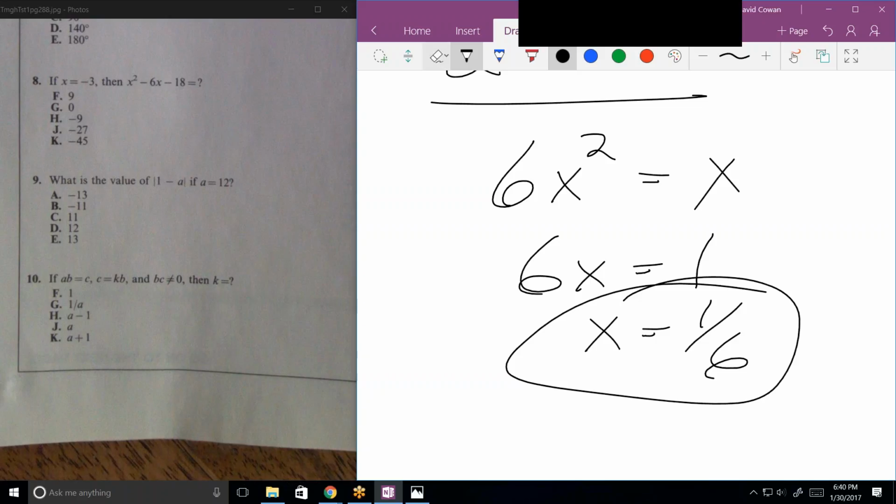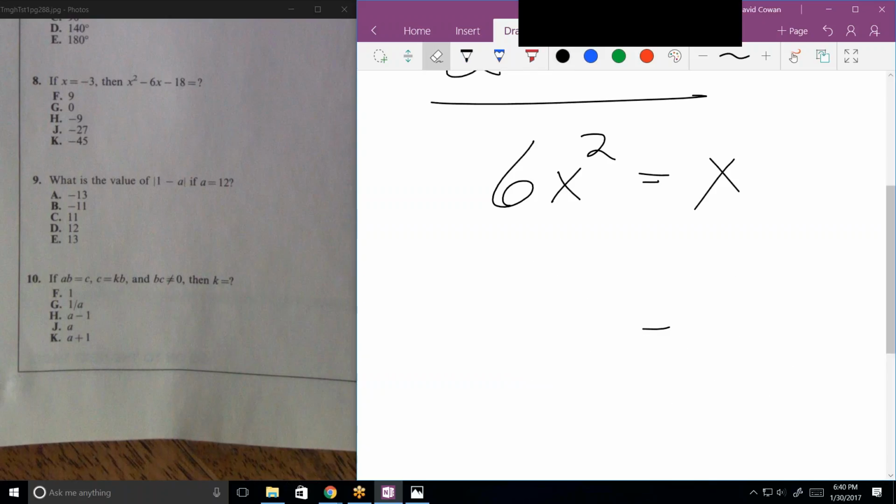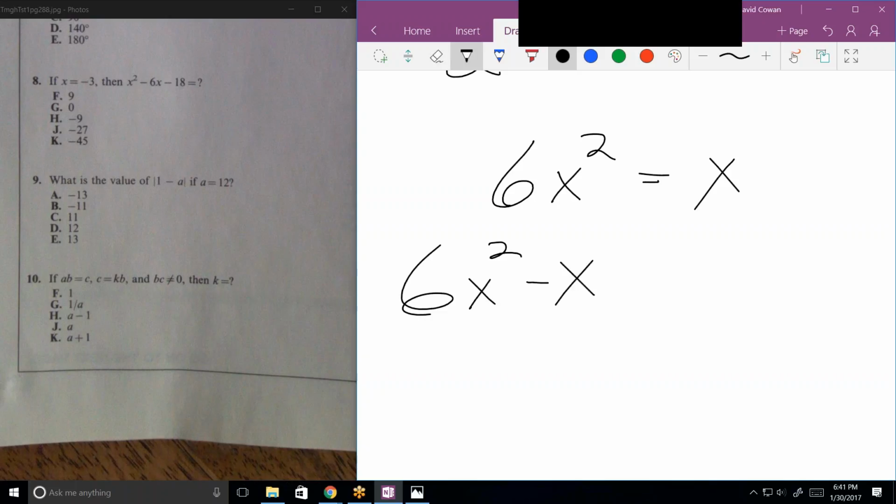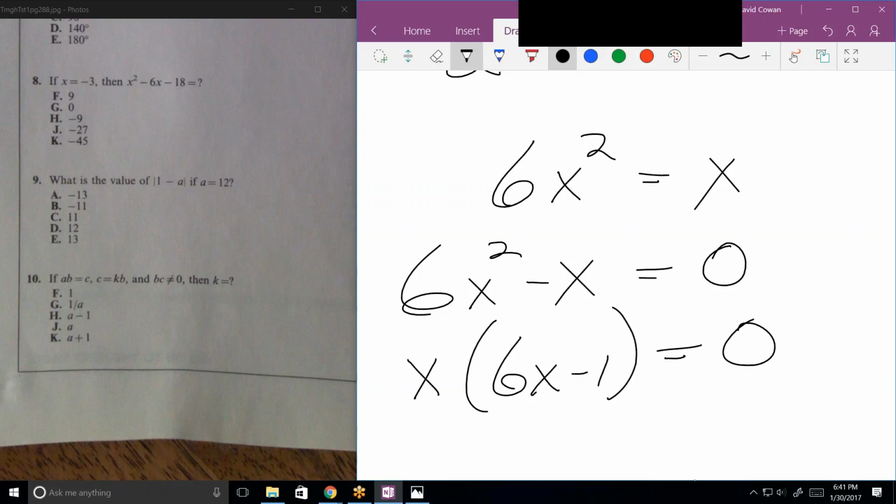So in general, it's kind of dangerous to solve that equation that way, unless you are certain that x can't be 0. The way to really solve this is to subtract x from both sides. You get that. Now factor out an x. You get this. And that gives you both solutions. Either x is equal to 0 or x is equal to 1/6.